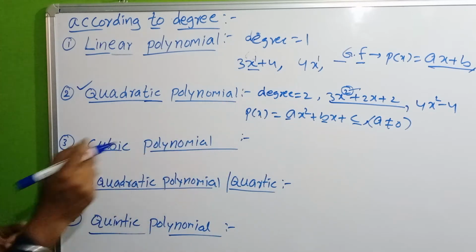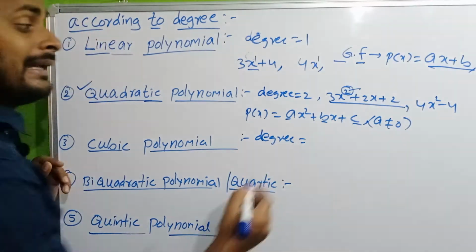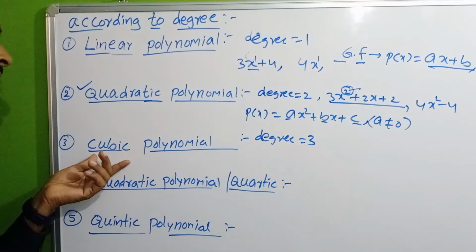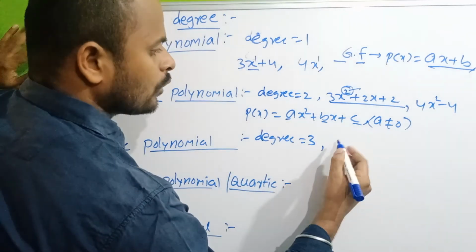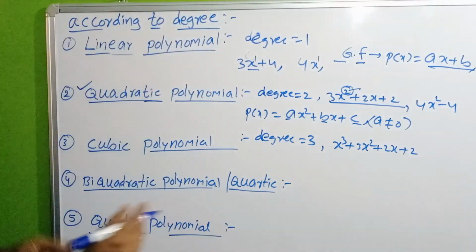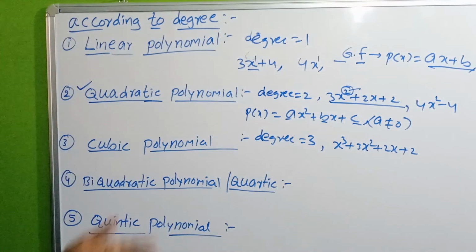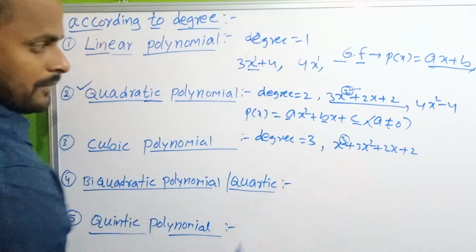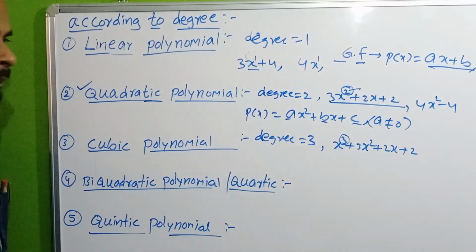Okay, next one is cubic polynomial. A cubic polynomial means a polynomial of degree 3. Polynomials having degree 3 are called cubic polynomials. So what is an example? Any cubic polynomial, x cube plus 3x square plus 2x plus 2. Here the degree means the highest power, and 3 is the highest power of the variable. So the degree of the polynomial is 3. That is why it is called a cubic polynomial.